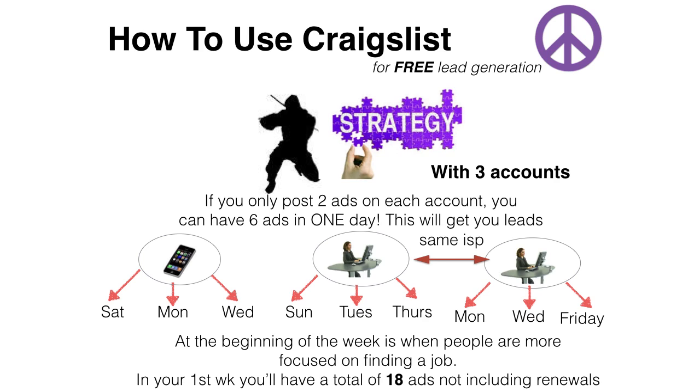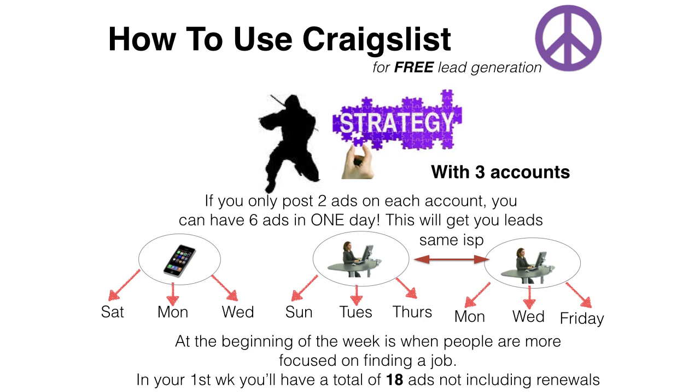On your personal smartphone, provided your cell phone has internet, on Saturday, Monday, and Wednesday, you would post 2 ads with that smartphone. And then with either your computer at work or at home, you could post on 2 other accounts. So on that very same one computer, you could post for one account on Sunday, Tuesday, and Thursday, and on the other account, Monday, Wednesday, and Friday.